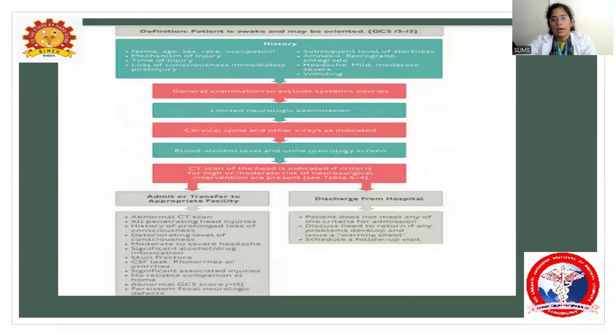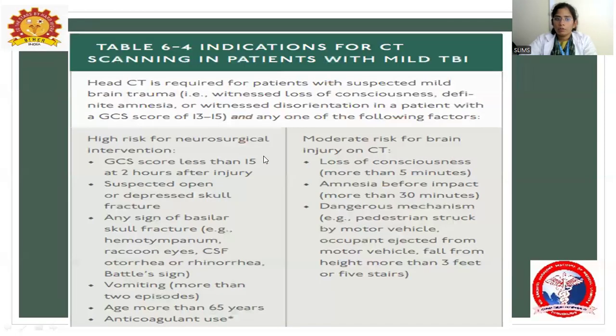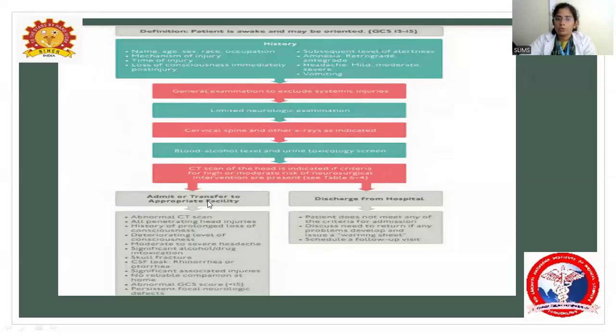Okay. So after taking the CT scan, you will determine whether you have to transfer the patient to an appropriate facility or discharge from the hospital. So what is the criteria for discharge? If the patient does not meet any criteria for admission, you will discharge the patient.